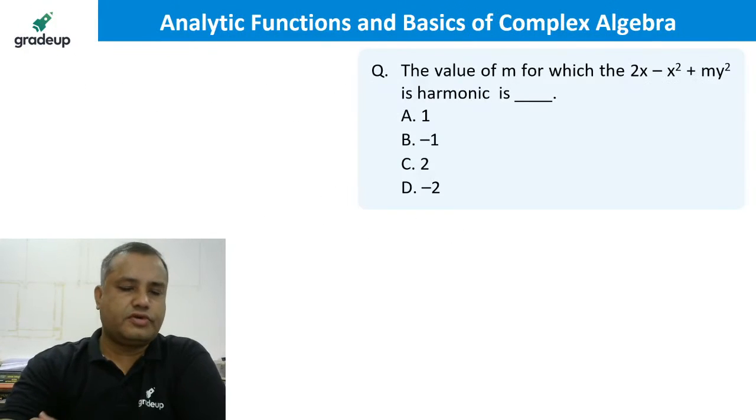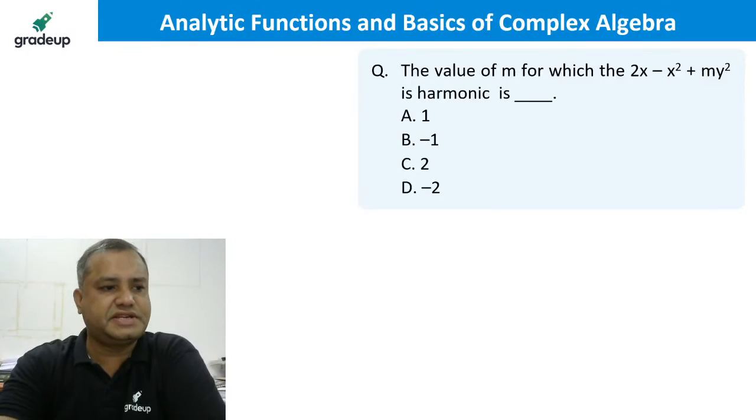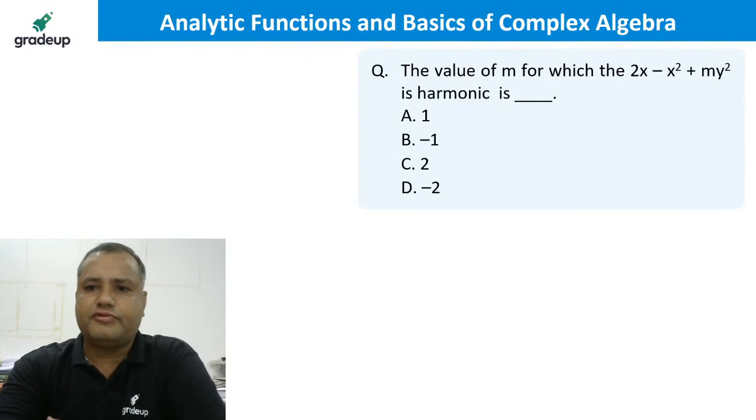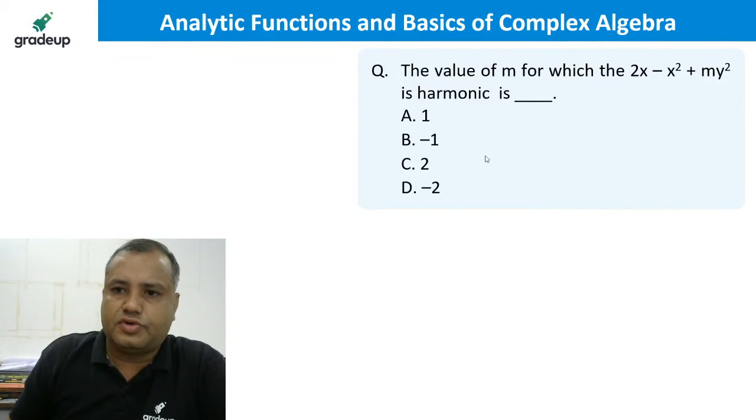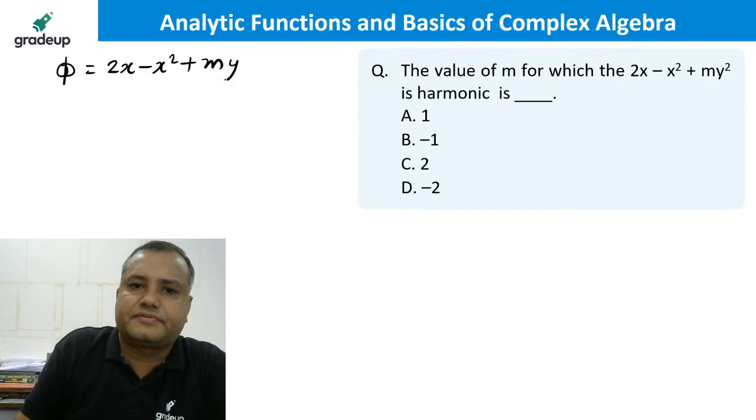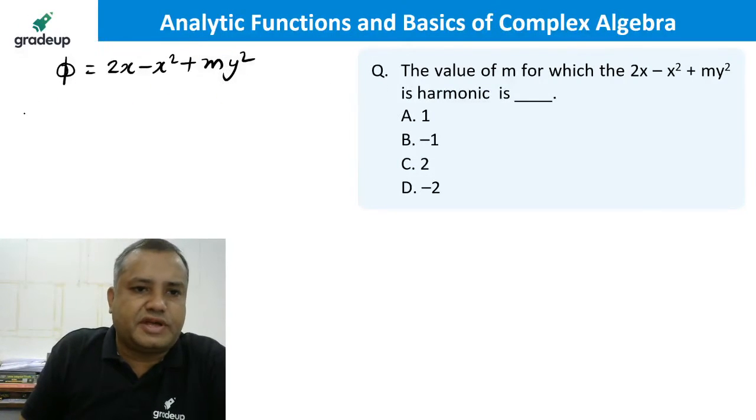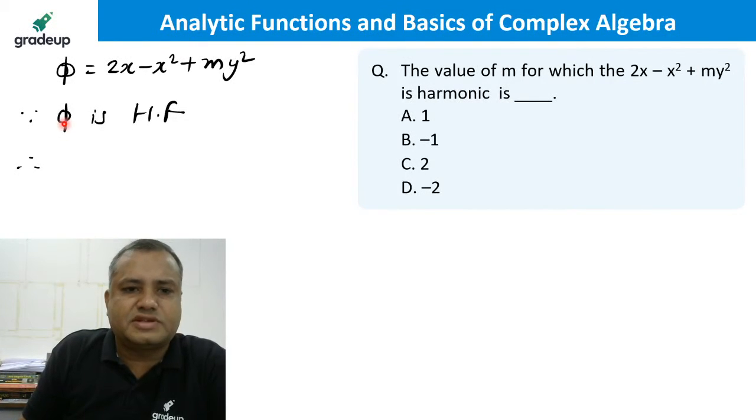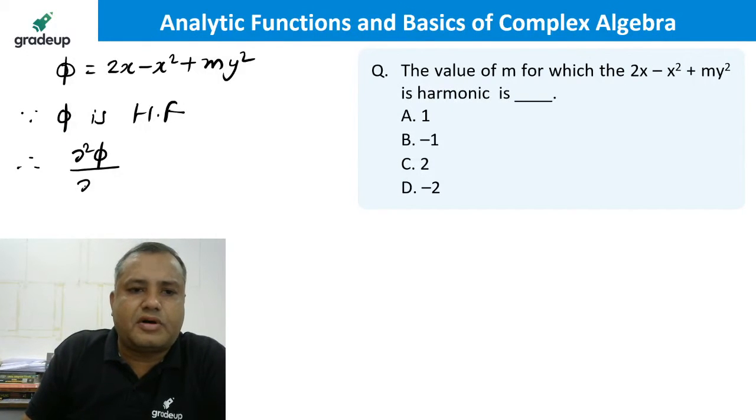Okay, so we have some questions here related with this basics and analytic function. The value of m for which this function is harmonic. So let us say this function is phi, 2x minus x square plus my square. Since phi is harmonic function, therefore phi must satisfy Laplace equation in two dimensions. So del square phi upon del x square plus del square phi upon del y square must be 0.